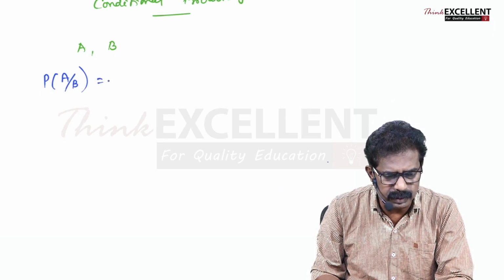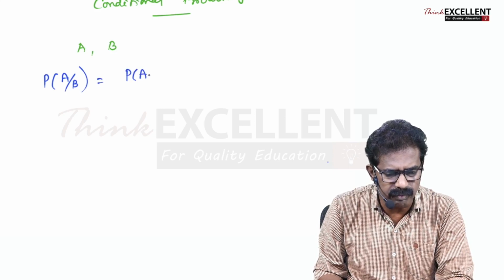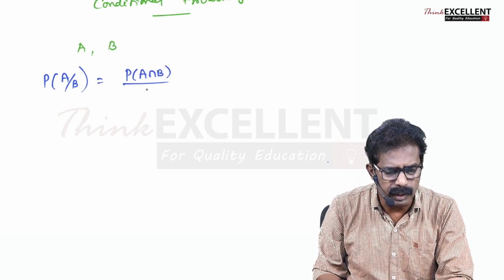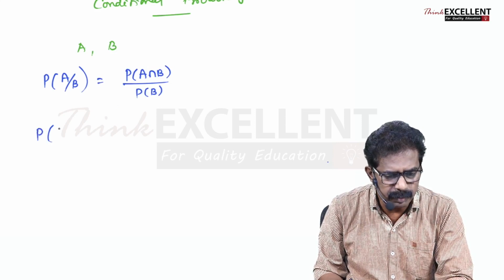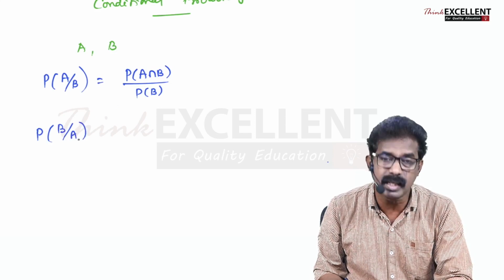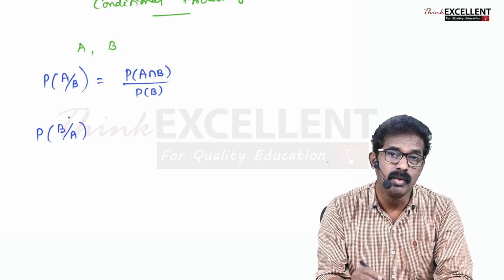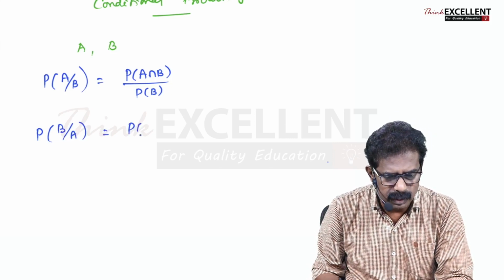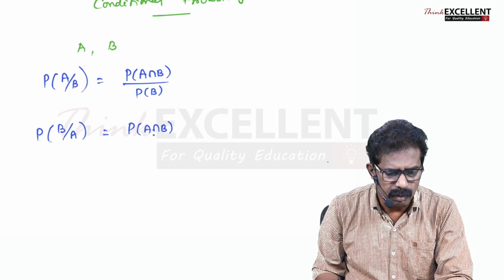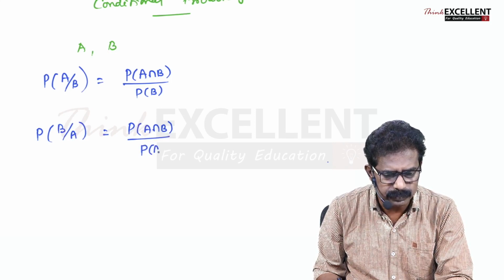P of A given B is equal to, remember the formula, P of A intersection B by probability of B. Suppose you want probability of B given A. Here A is the condition. Under the condition A, we are finding probability of B. So here the formula is P of A intersection B by P of A.